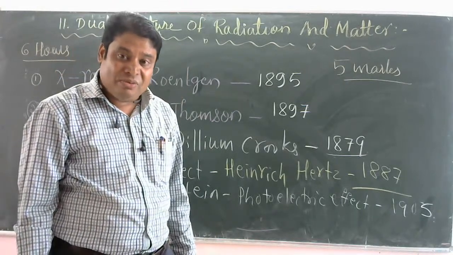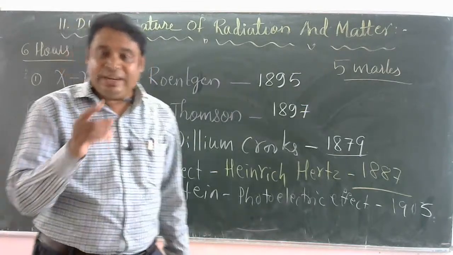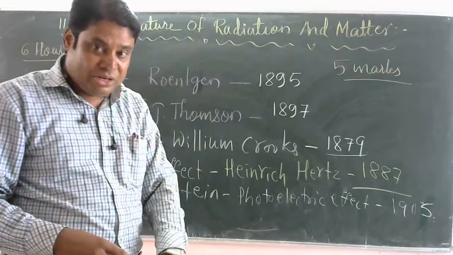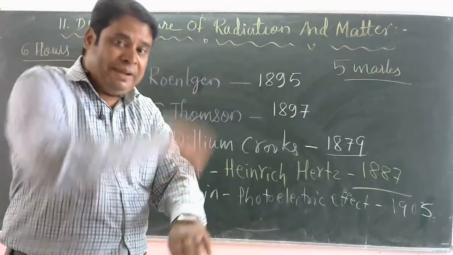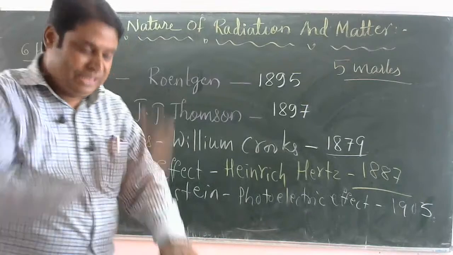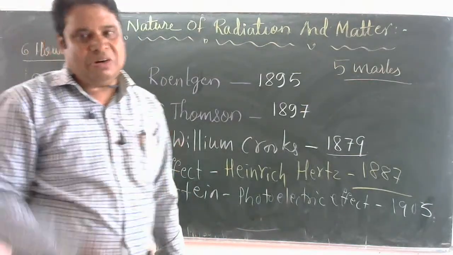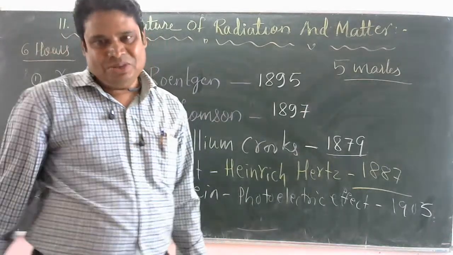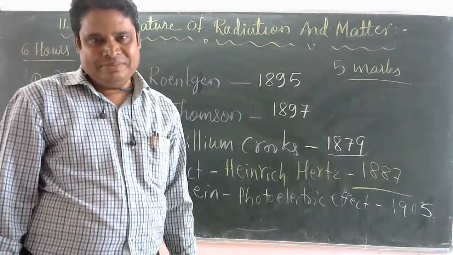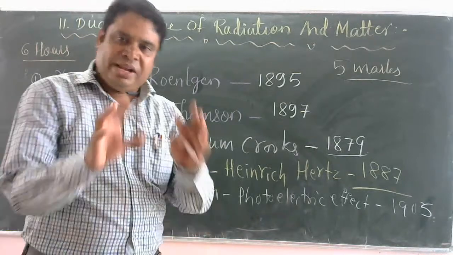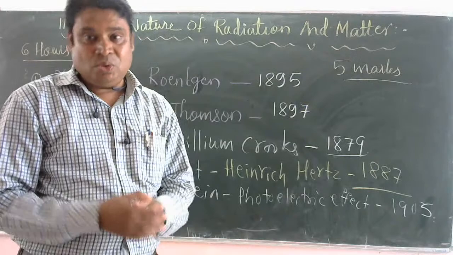That current is called what? Photoelectric current. Photoelectric current is due to those electrons. Which electrons? Electrons which are liberated when some radiation is incident on some metal. Those electrons are called photoelectrons. Photoelectrons. The theory was not very easy to understand at that time.